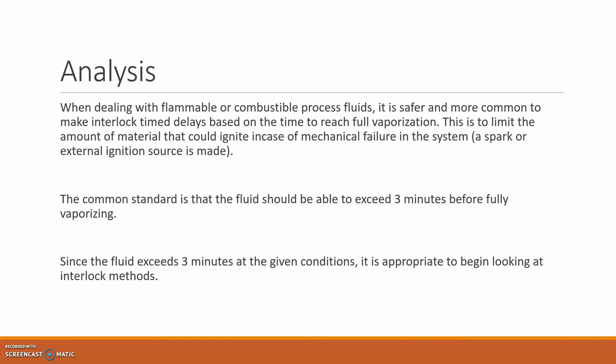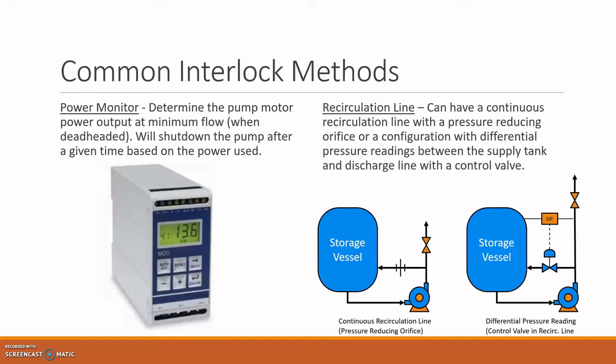And the common standard is that a process fluid should be able to exceed 3 minutes before fully vaporizing without having to take further and further precautions. So since in this case the process fluid takes 6 minutes to reach full vaporization, it meets the 3-minute requirement and is able to begin looking at interlock solutions. So common ones are both power monitors and recirculation lines.